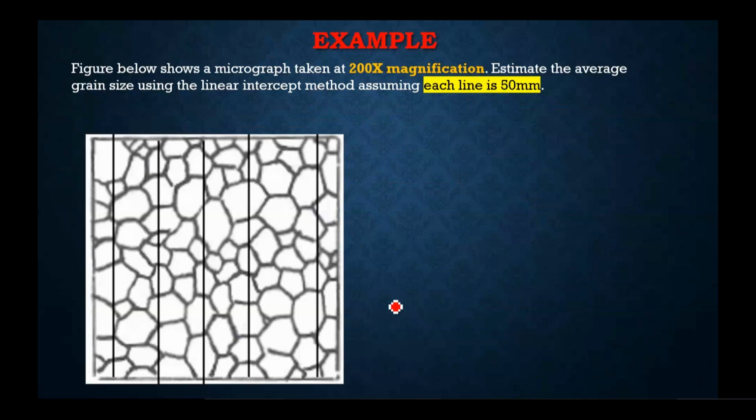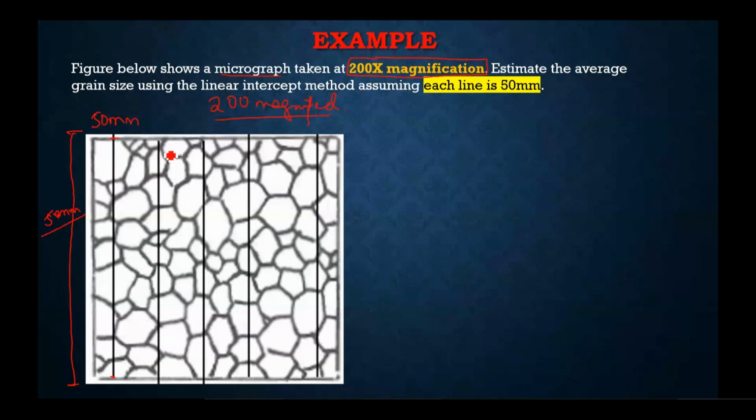Let's say we have this micrograph available to us. This micrograph was taken at a magnification of 200x. So what you are looking at is 200 times magnified. Estimate the average grain size using the linear intercept method, assuming each line is 50 mm. So at 200x magnification, this appears to be 50 mm. The line length that you see from here to here is essentially 50 millimeters.